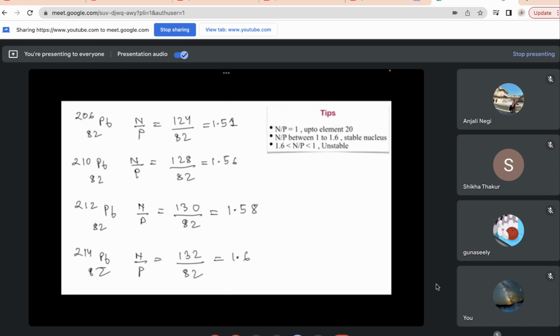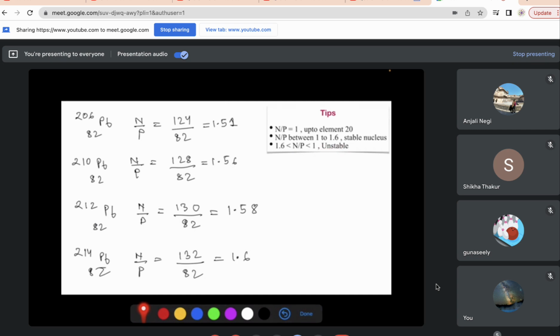Now, the tip here is that N upon P equal to 1 is for elements with atomic number up to 20, and N upon P between 1 to 1.6 is stated as a stable nucleus. So N upon P ratio greater than 1.6 or less than 1 is stated as unstable.